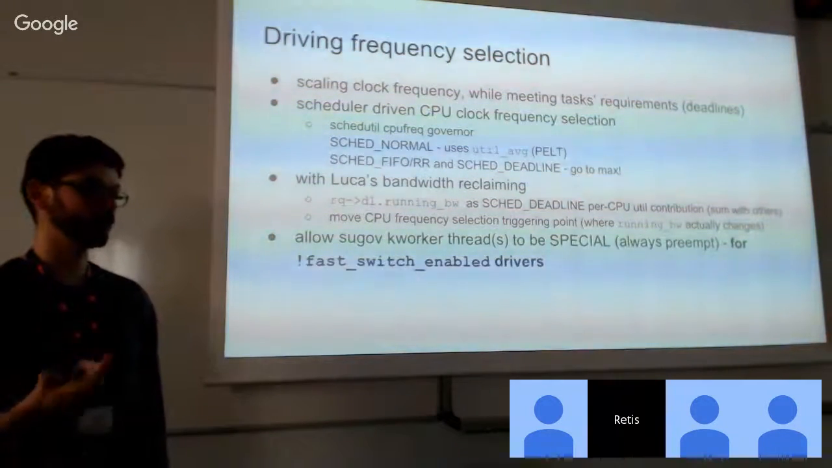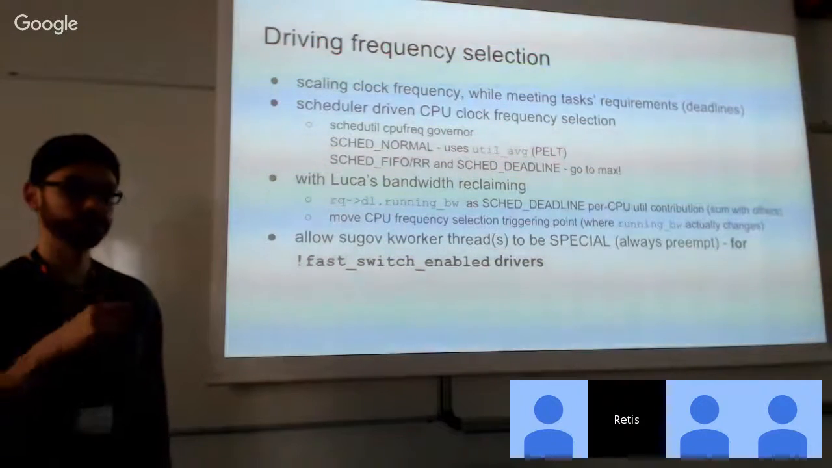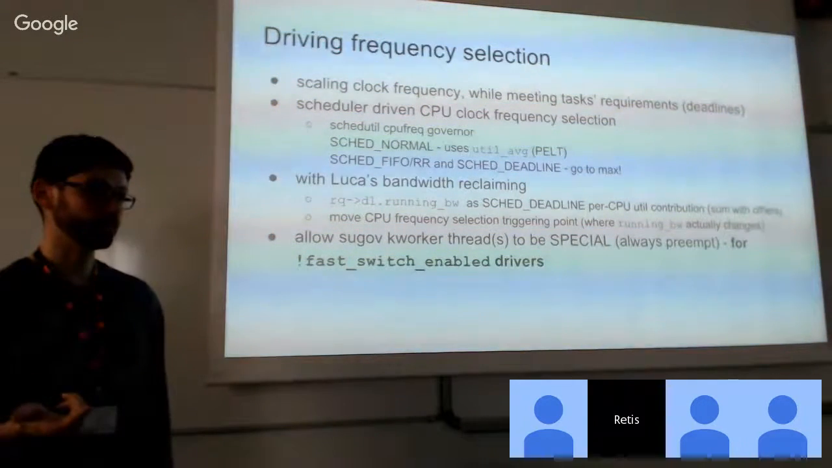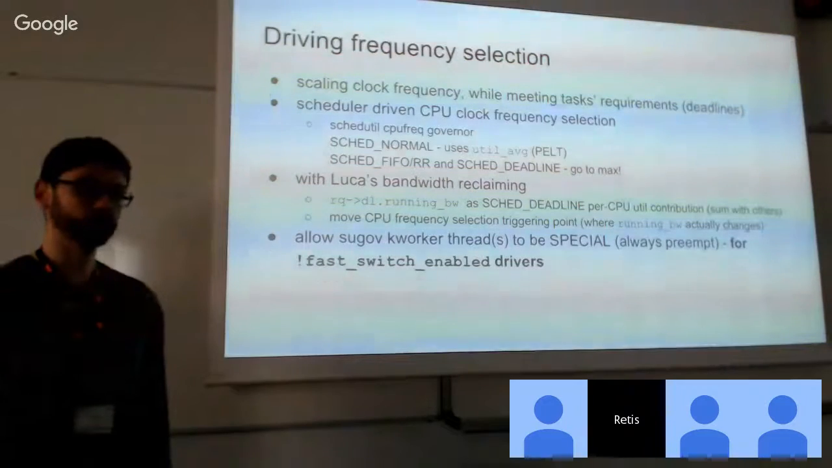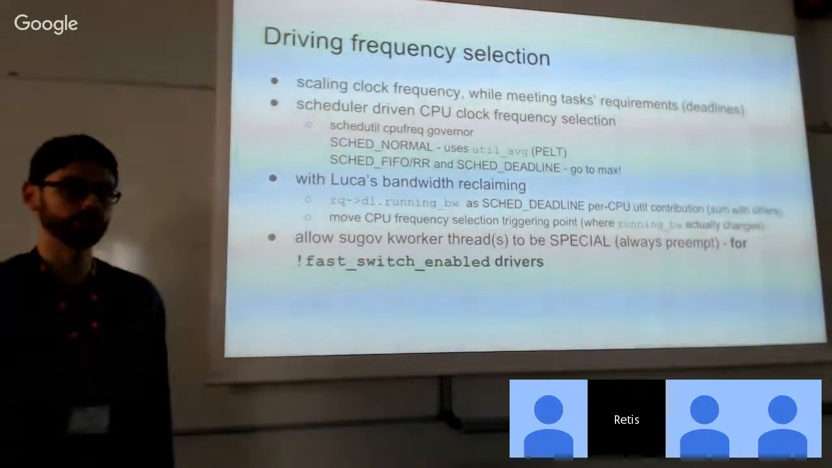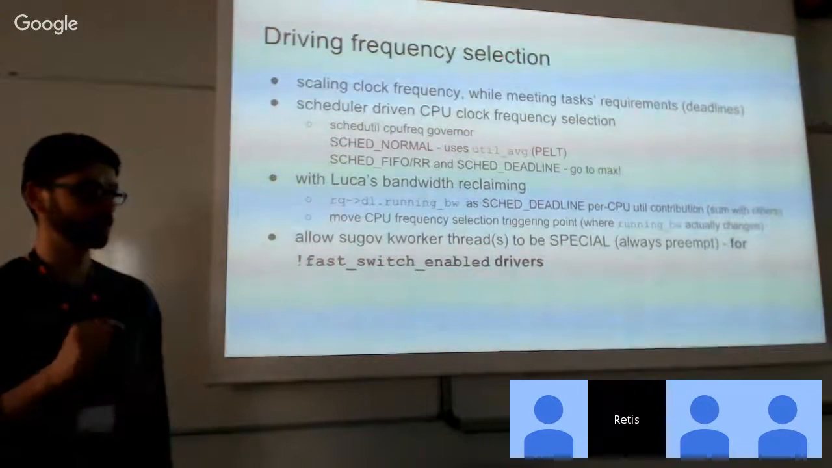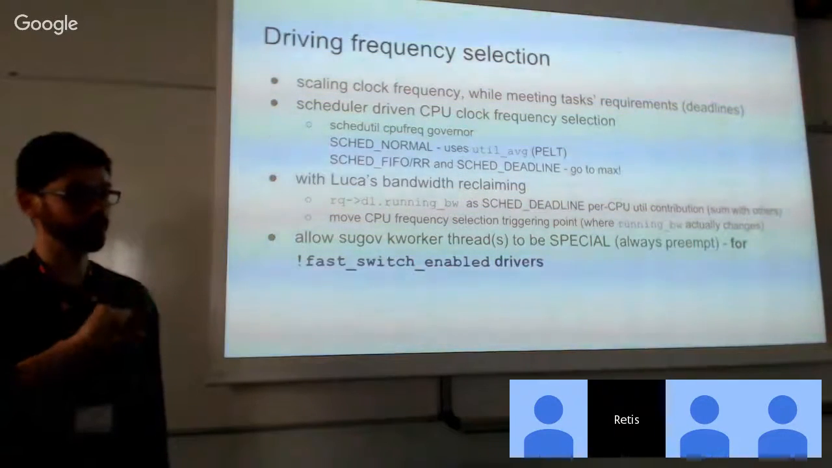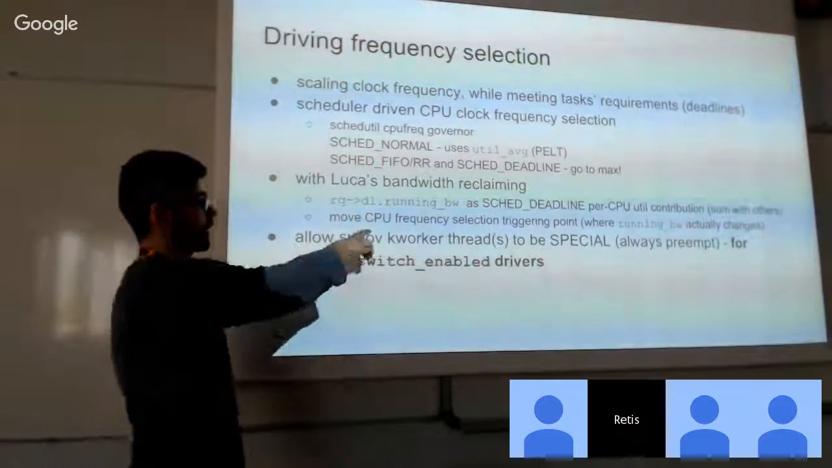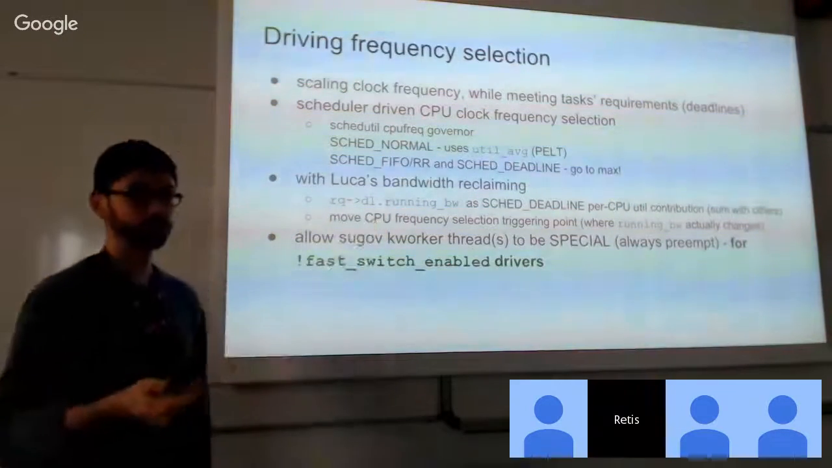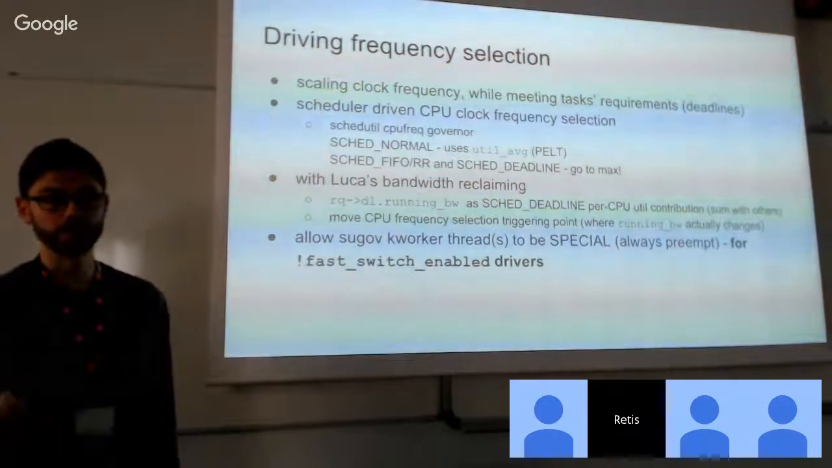Currently we have a single point in the tick, which doesn't make much sense for deadline because we only enforce on tick. But basically, what we want to achieve is that as soon as there is an increase or decrease in the running bandwidth variable, we potentially trigger a frequency selection.